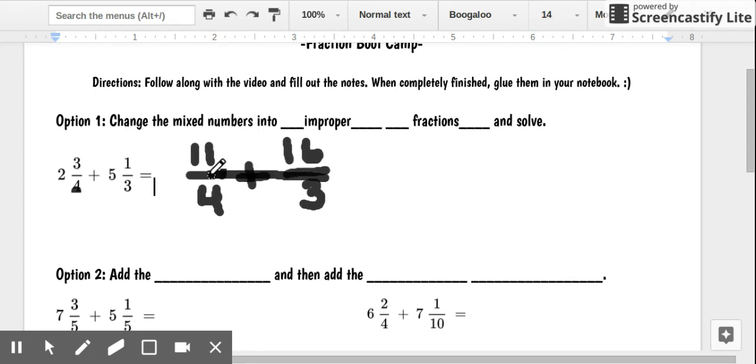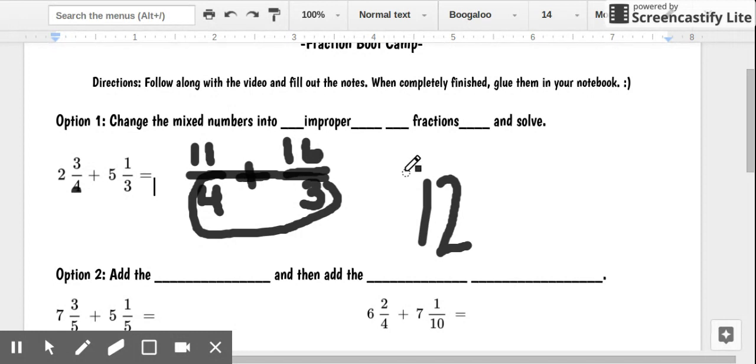And then you can use the butterfly method. If you multiply 4 times 3, you get 12. Oh, that's a lot bigger than I wanted it to be. And then go diagonal. So 11 times 3 is 33. And then 16 times 4 is 64, I believe. Yeah, 64. The only downfall of using the first method is that your numbers are a lot bigger. So now you have 33 plus 64, which equals 97 over 12.